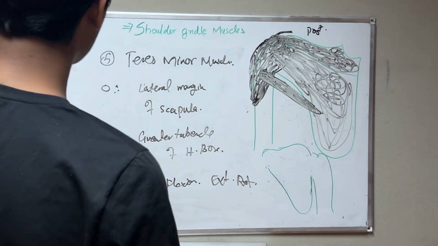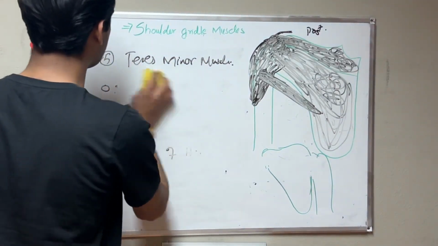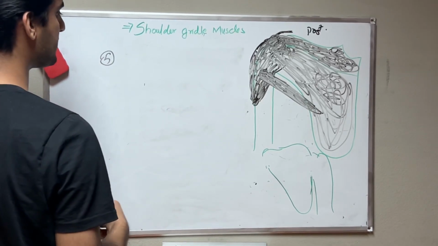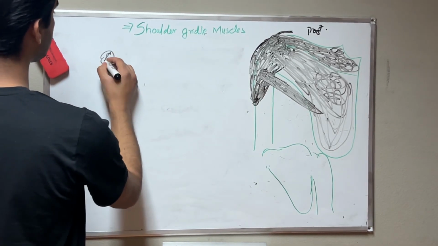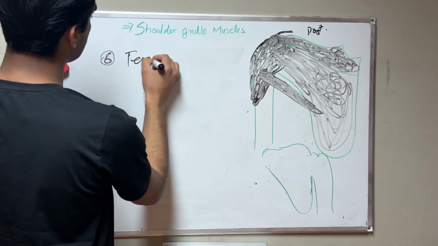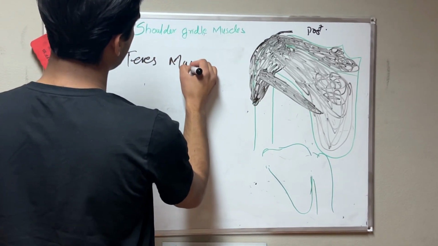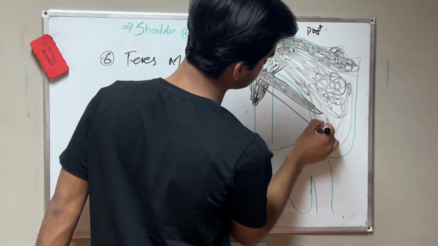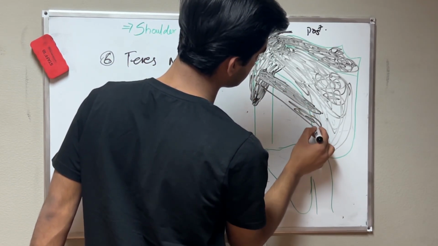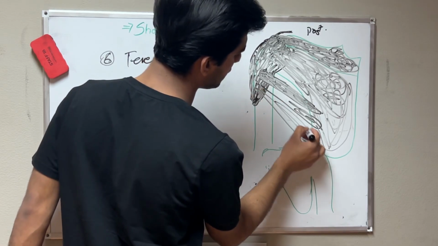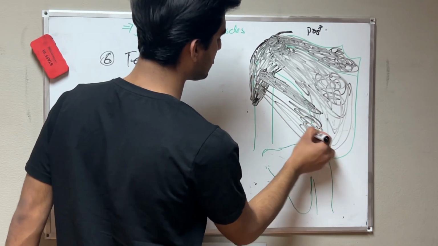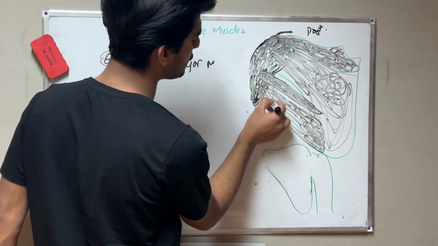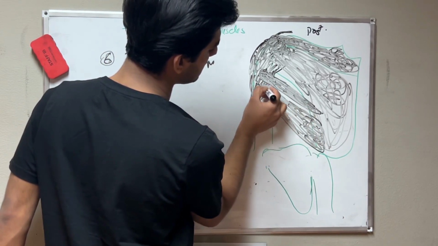Okay, now we'll continue our topic with teres major muscle, because teres minor muscle we already discussed. The sixth muscle we have is teres major muscle, and we have it from here. This whole area is the origination from the inferior angle of the scapula, and it inserts into the lesser tubercle and crest of the humerus bone.